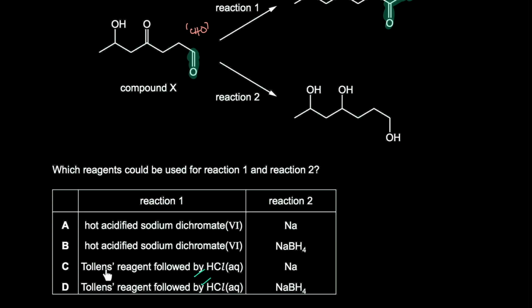Now Tollens' is an alkaline solution, so we're going to make the salt of the acid, and then we're going to add H plus to get the carboxylic acid. And in reaction 2, we're simply reducing this aldehyde and ketone to a primary alcohol and secondary alcohol group respectively. For that, we're going to use NaBH4. So the answer is D.